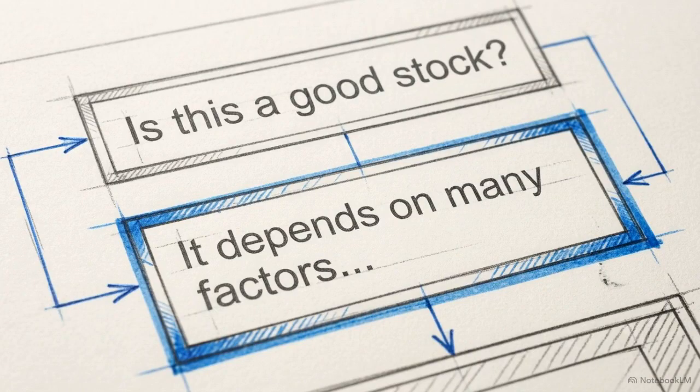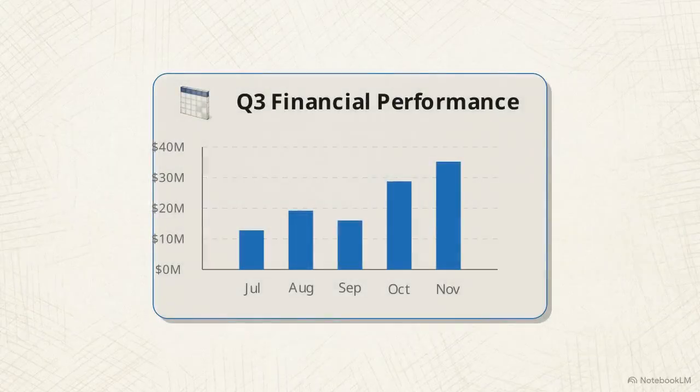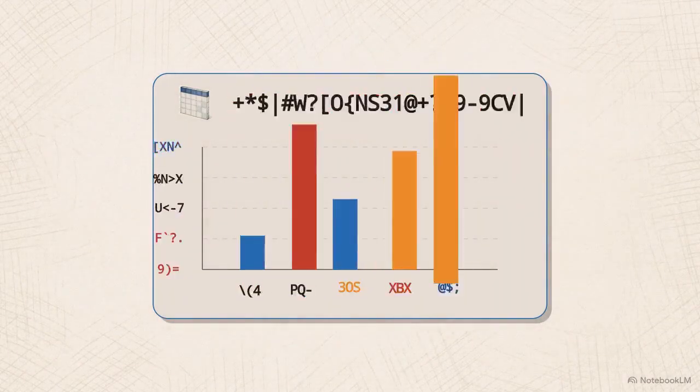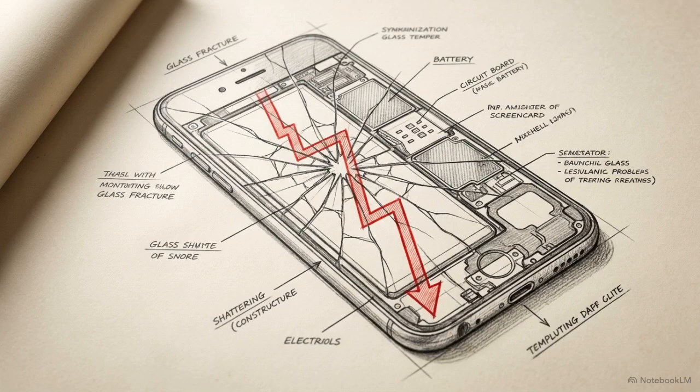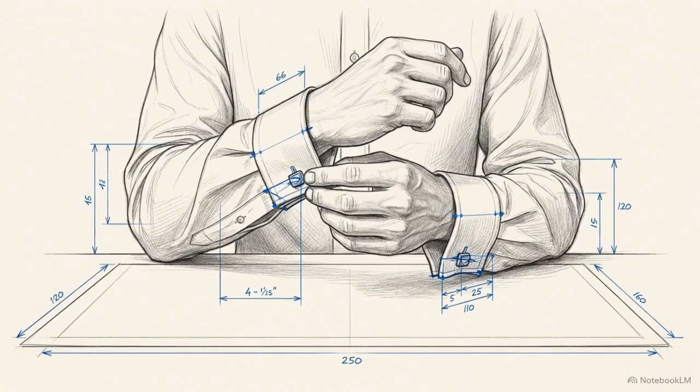But if you type a generic question into a standard chat box, you get a generic answer. Or worse, the system panics and makes up financial data. That's an AI hallucination, and relying on it is a quick way to lose money. Today, we are going to fix that.